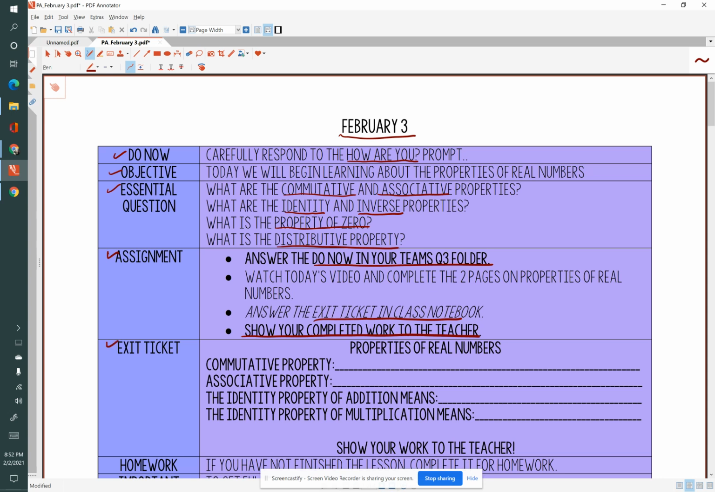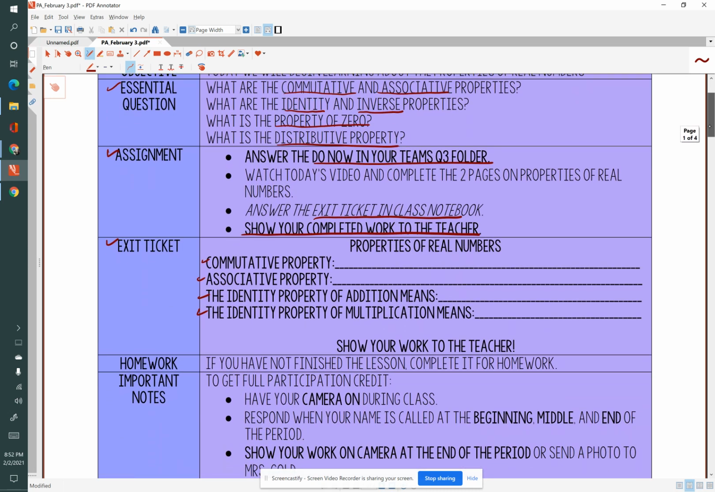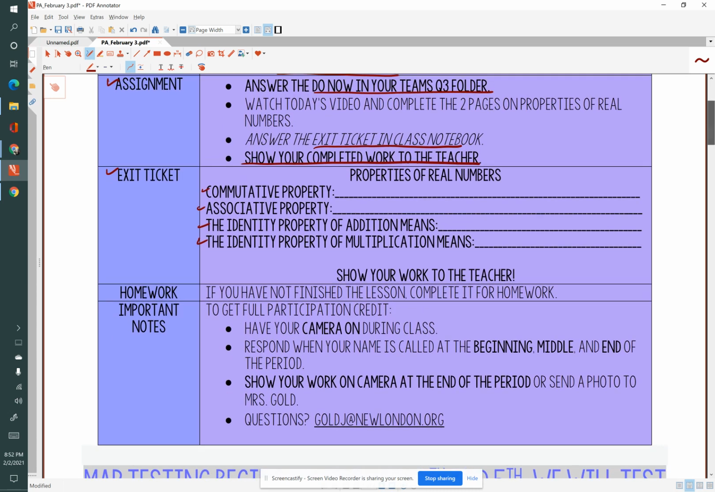So for our exit ticket, we will review the commutative, associative, identity property of addition, and the identity property of multiplication. Remember, show me your work at the end of the period, even if you're not finished. If you are not finished, you can just complete it for homework.